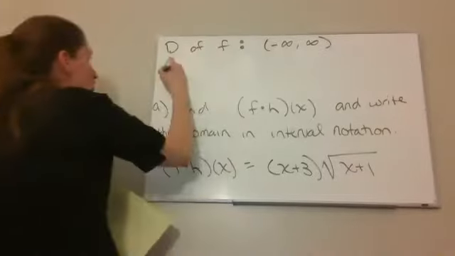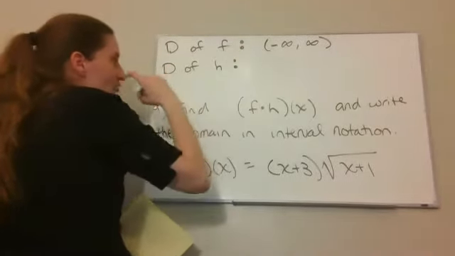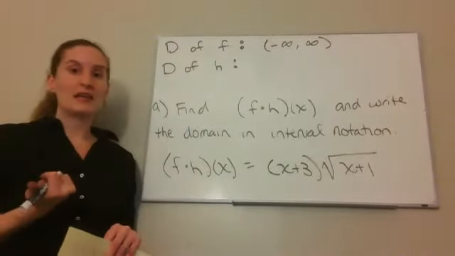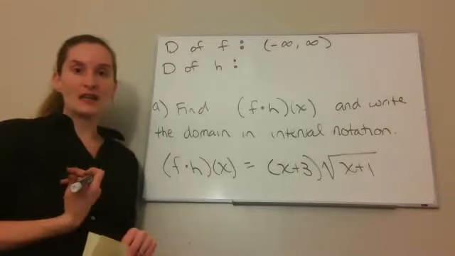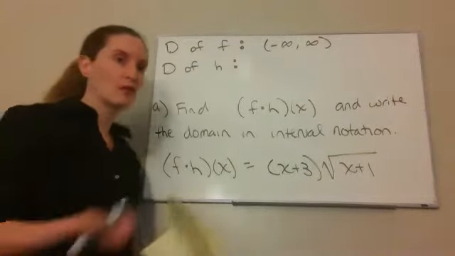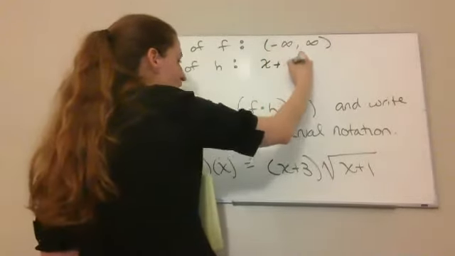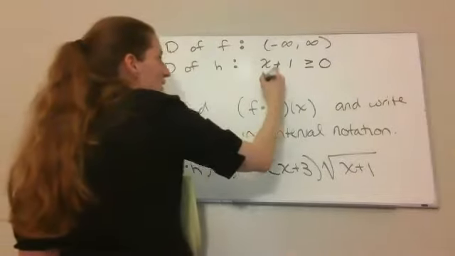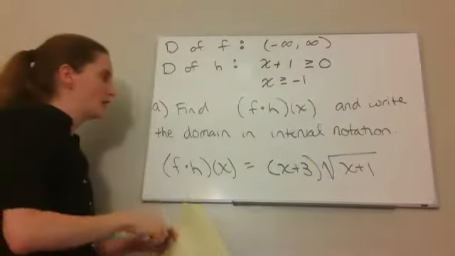For h, my function h was the square root of x plus 1. And we know that underneath a square root, we need to have a non-negative number in order to take the square root when working with real numbers. So the domain of h is found by taking everything that was under the square root and setting it greater than or equal to 0. When I solve that, I get x is greater than or equal to negative 1.